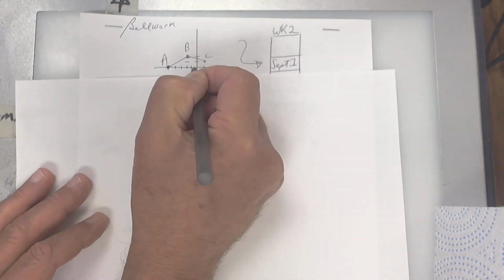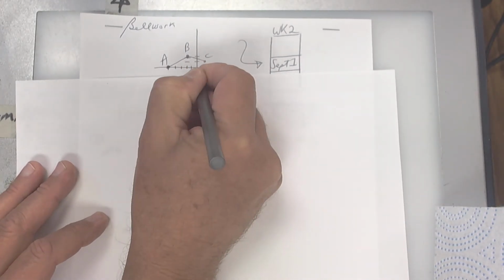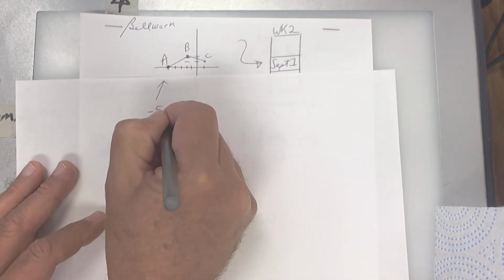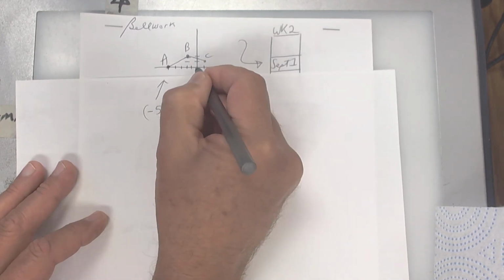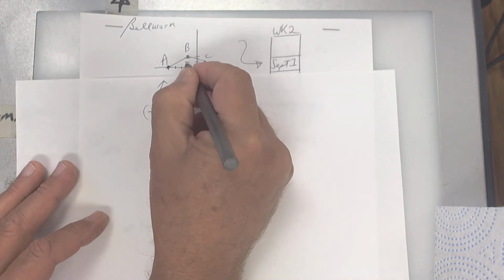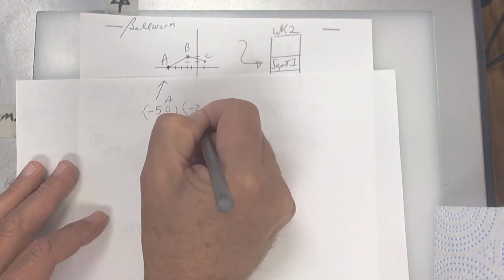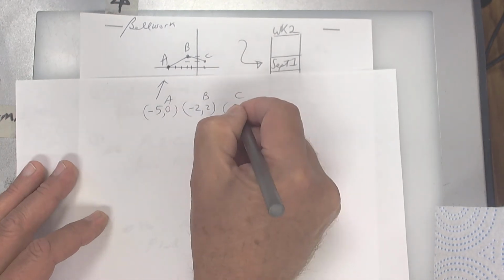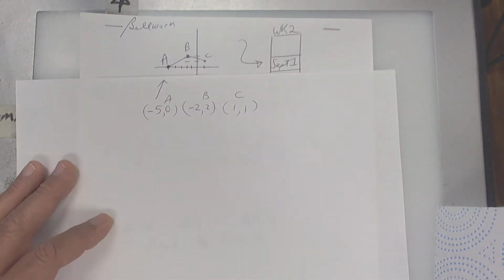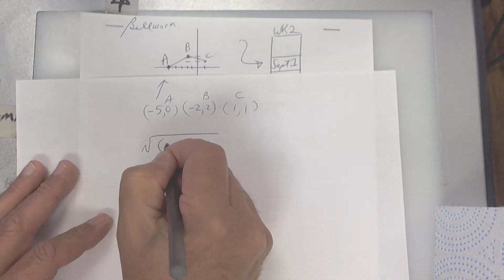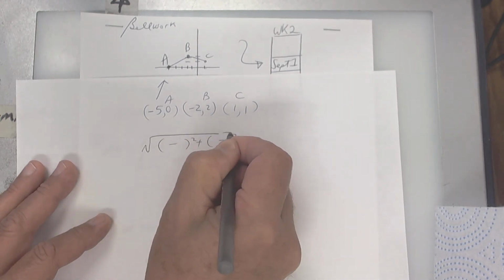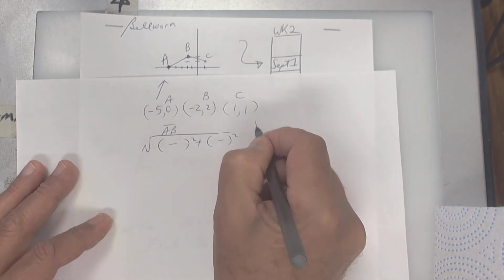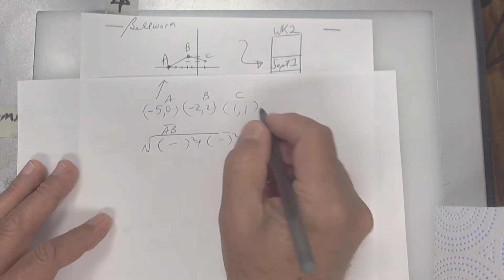Now look up here. This point A is 1, 2, 3, 4, 5, so that's -5 and 0. That's point A. Point B is 0, 1, 2, -2 up 2. That's point B. And point C is over 1 up 1. Okay, those are your points. So you're going to do the distance formula twice, and then you're going to add this up. So this is from A to B, and then you're going to do from B to C.